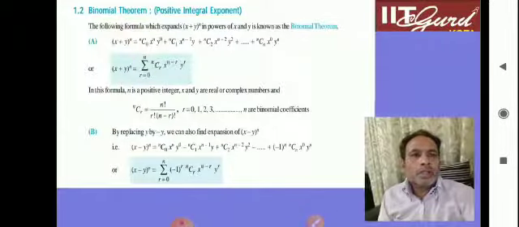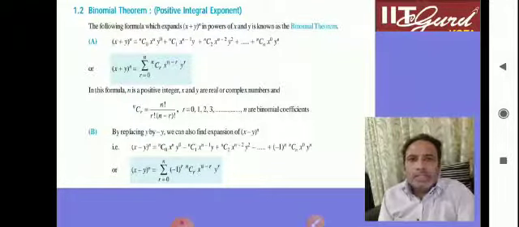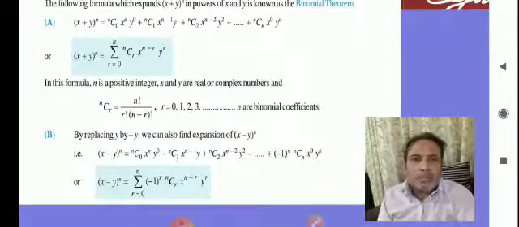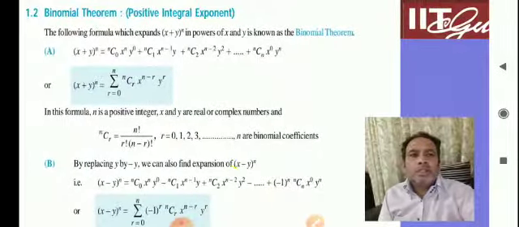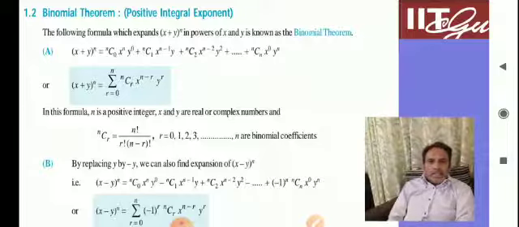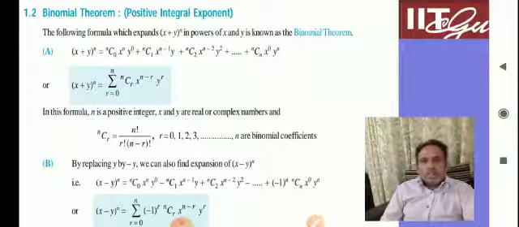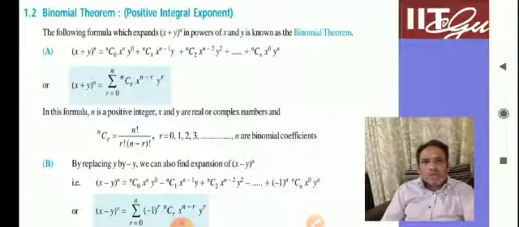Now let's see the binomial theorem for a positive integral index, or exponent. So (x plus y) to the power n, you all know well, that is x to the power n, and here nC0 x to the power n y to the power 0, nC1 x to the power n minus 1 y, nC2 x to the power n minus 2 y to the power 2, nC3 x to the power n minus 3 y to the power 3, and so on. In general, you can say that is nCr x to the power n minus r y to the power r.